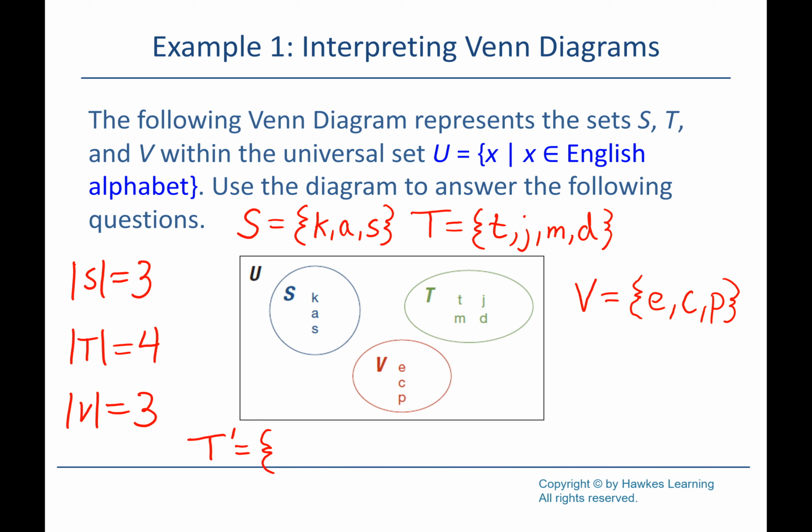So we don't want these, and we want everything else. That's what T complement's telling us. We don't want the ones in T, but we want all the other ones. And it doesn't matter what order you write them in. I guess I'm going to do KAS, and then ECP.